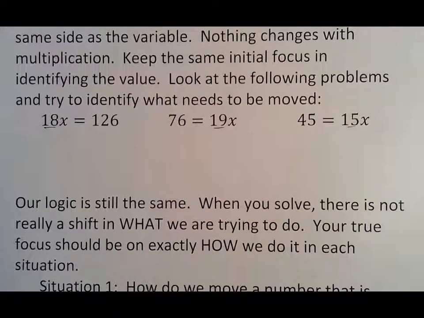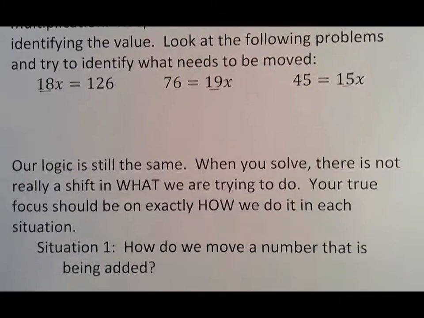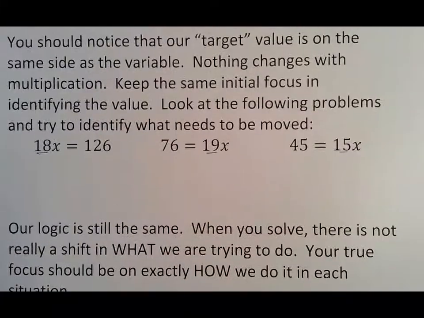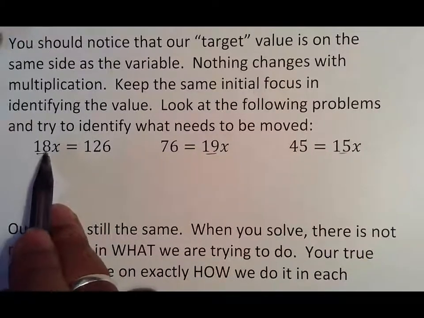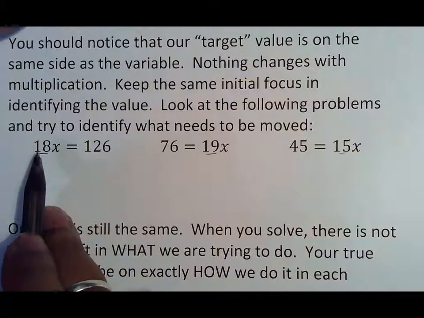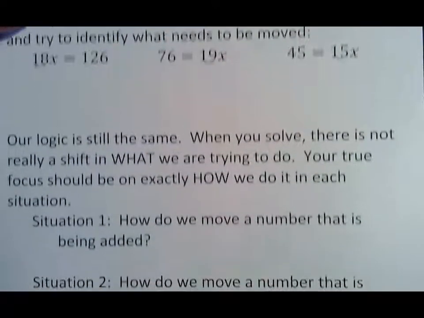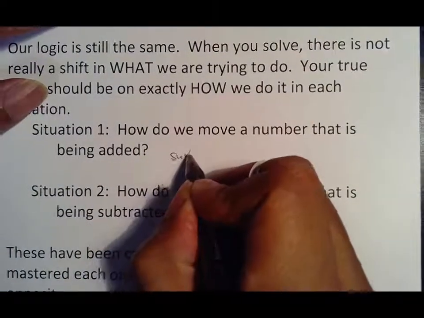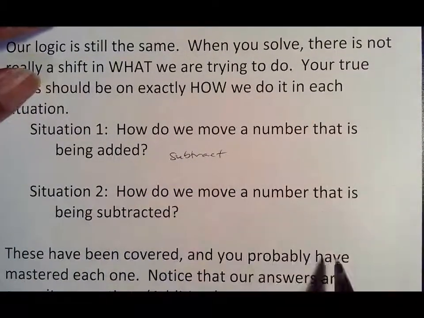So our logic is still the same. When you solve, there's not really a shift in what we're trying to do. Your true focus should be on how we do it. So in other words, it's not what we're moving, it's how do we move the 18. Because we should be able to identify that 18 has to go. The question is, how do we get rid of it? Just like in the other ones, how did we get rid of something that is being added? Well, we should know to subtract it.